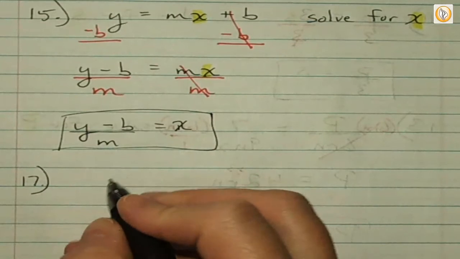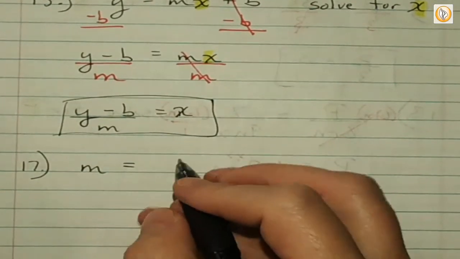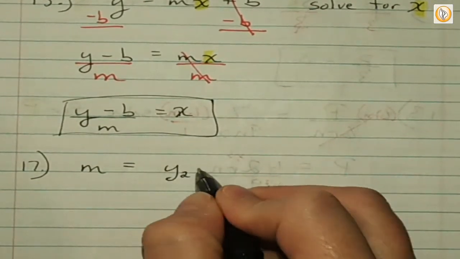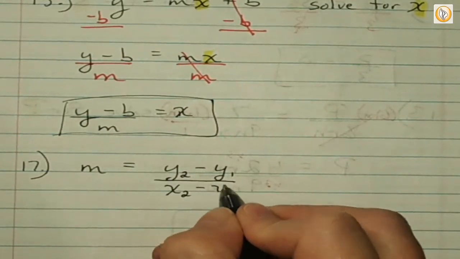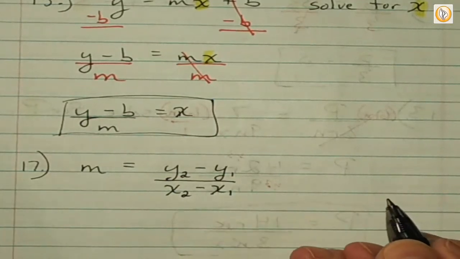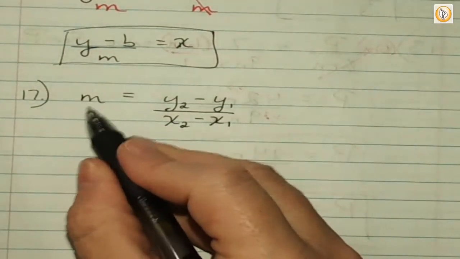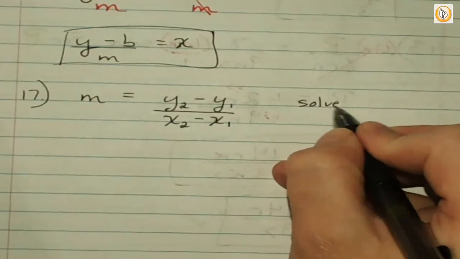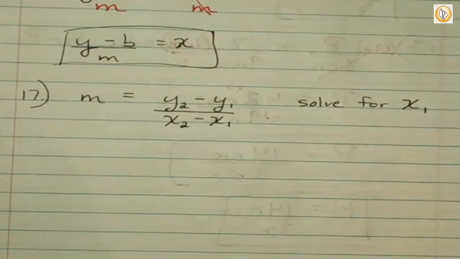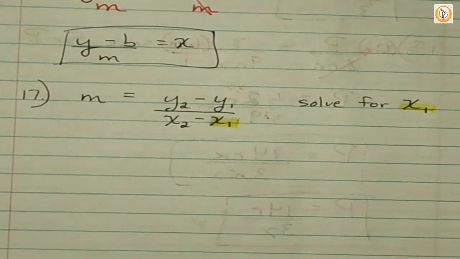What if we do all the options? We have to do a lot of examples with this stuff because it's weird. M equals y2 minus y1 over x2 minus x1. Y'all should recognize this one too. We're looking for the slope, given 2 points. And we're solving for x1 only. That's very detailed. We're only solving for x1.